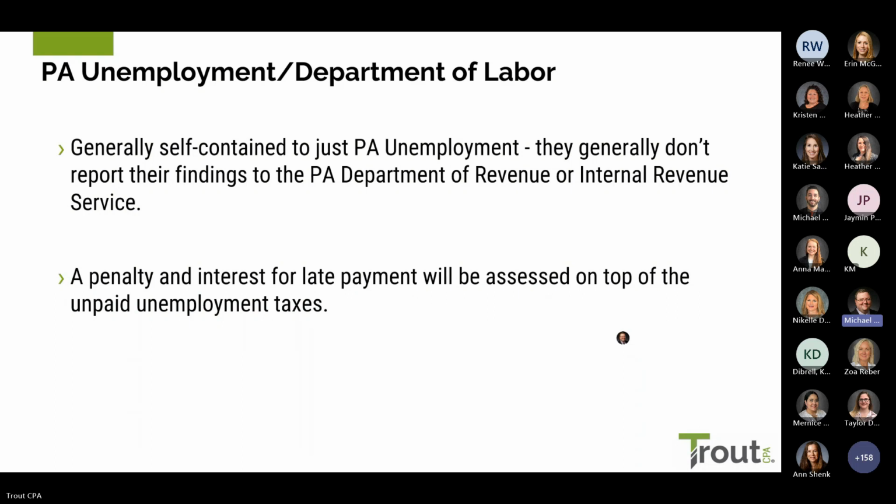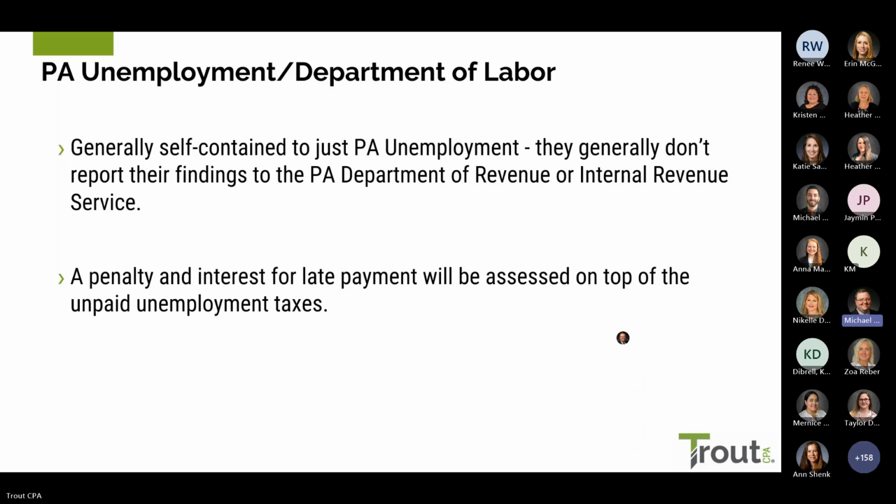Improperly reporting an employee as an independent contractor can lead to penalty and interest for late payment on top of an assessment for the unpaid unemployment taxes. Unlike a worker misclassification audit by the IRS, the information uncovered during an unemployment audit is typically not shared with other taxing authorities.